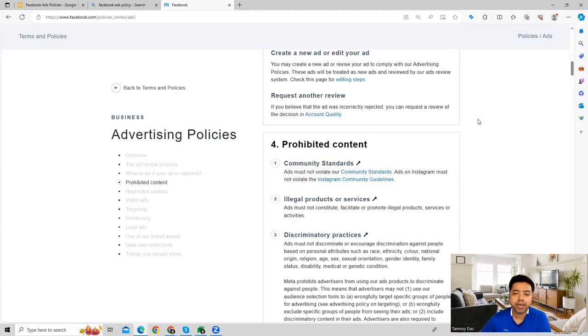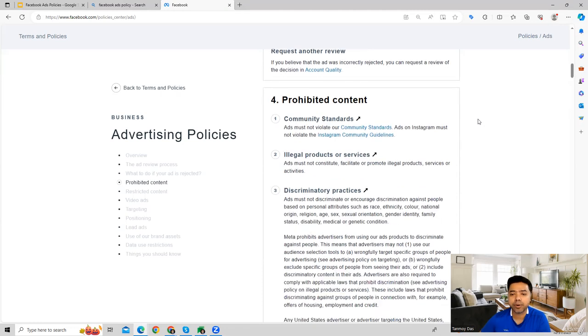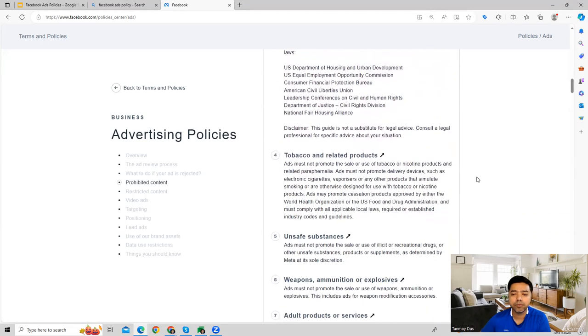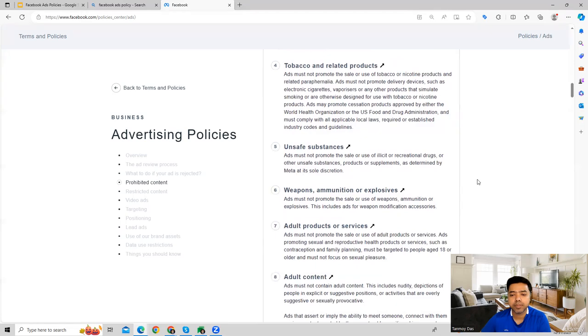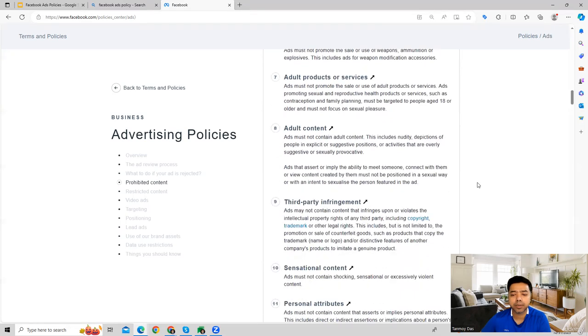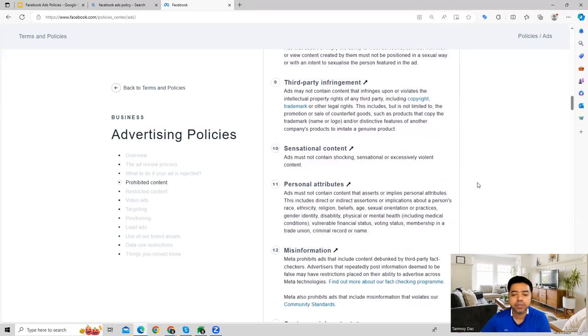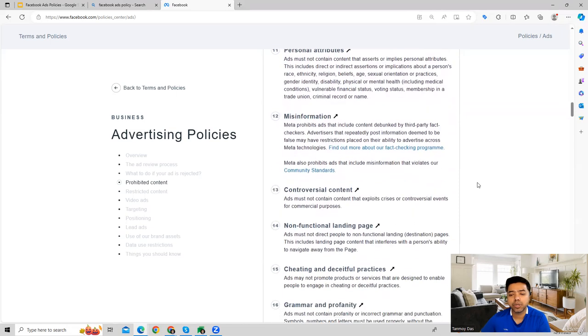Apart from this, there is certain specific type of content which Facebook does not allow to advertise, which falls under prohibited content. So illegal products and services, discriminatory practices, these are certain topics on which Facebook will not allow us to advertise. You can see the topics over here: tobacco, unsafe substances, weapons, adult products, adult content, third-party infringement. So there are various topics under prohibited content as well, which you would not be able to advertise with in Facebook.